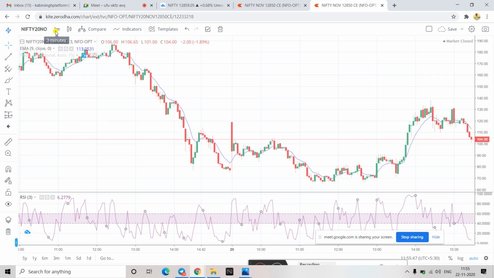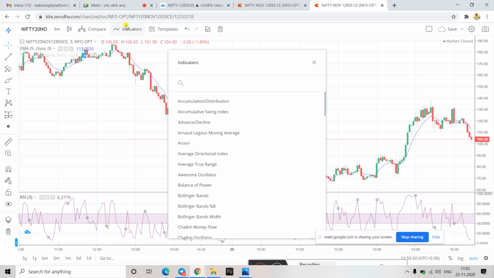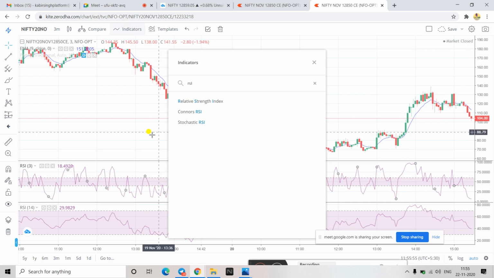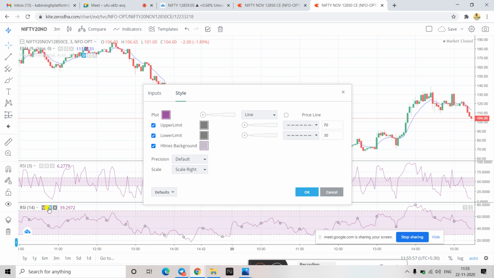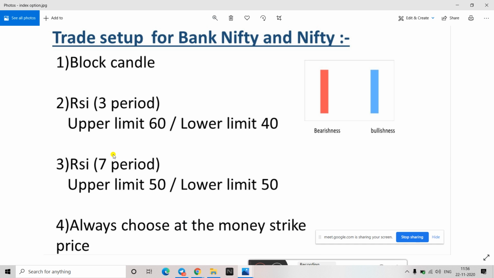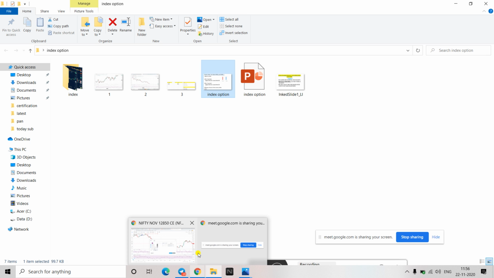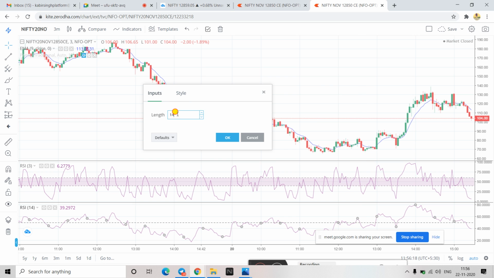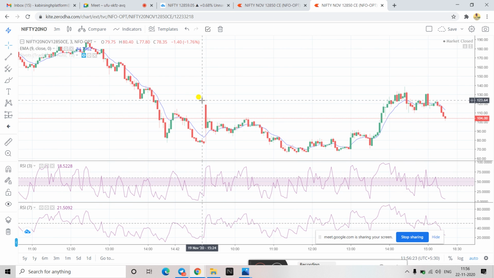Again you select RSI. Now I'll change the time period to 7. You can see it here: RSI period 7, upper limit 50 and lower limit 50. You'll get a single straight line because the lower and upper limits are the same. Here you change it to 7. Now your chart will look like this.